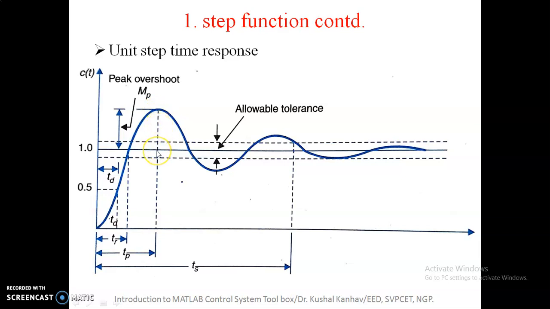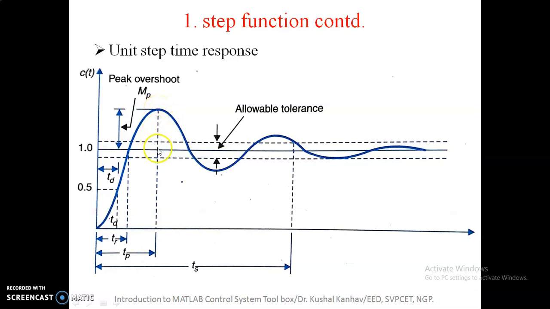And the magnitude related to this peak time, measured from the unit step input, is called the peak overshoot, MP. So peak overshoot is the amplitude between the unit step level, that is 1, and the maximum level attained for the first time. This is called the first overshoot. This peak overshoot is the first overshoot.